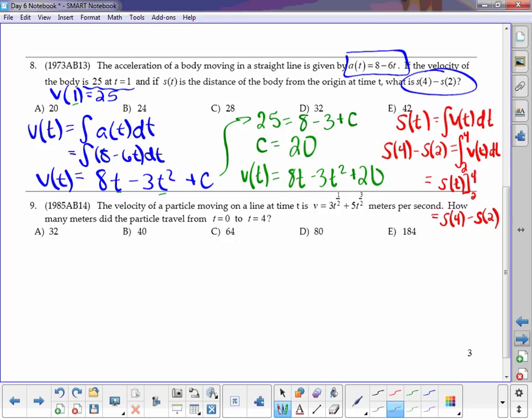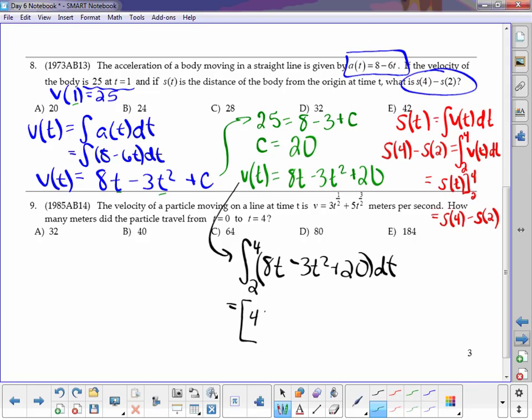So I would take the integral from 2 to 4 of my velocity. Find my antiderivative here. So I would have 4t squared minus t cubed plus 20t, evaluated from 2 to 4. Then you do that substituted minus that substituted. Does that make sense? A lot for that problem though, right? Questions on that?